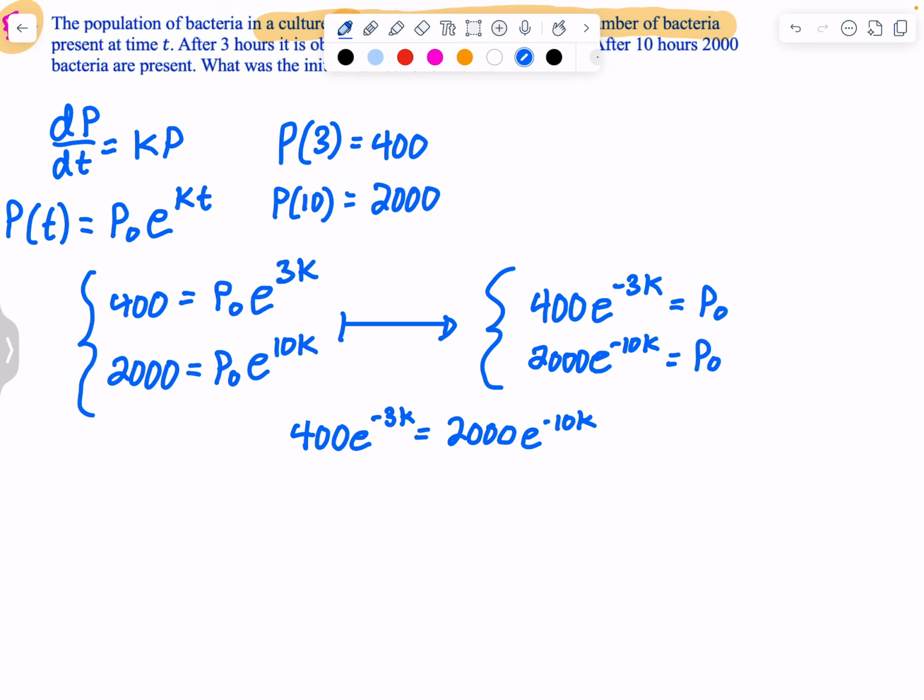Okay, so I have that. Now notice the e's, I can put them on one side. So let's go ahead and do this. I get e. I'm going to divide both sides by e to the negative 10, or you can think multiply by e to the 10k if you want to do that. And also, since I'm going to do that, I'm going to divide also by 400 just to get the number on that side.